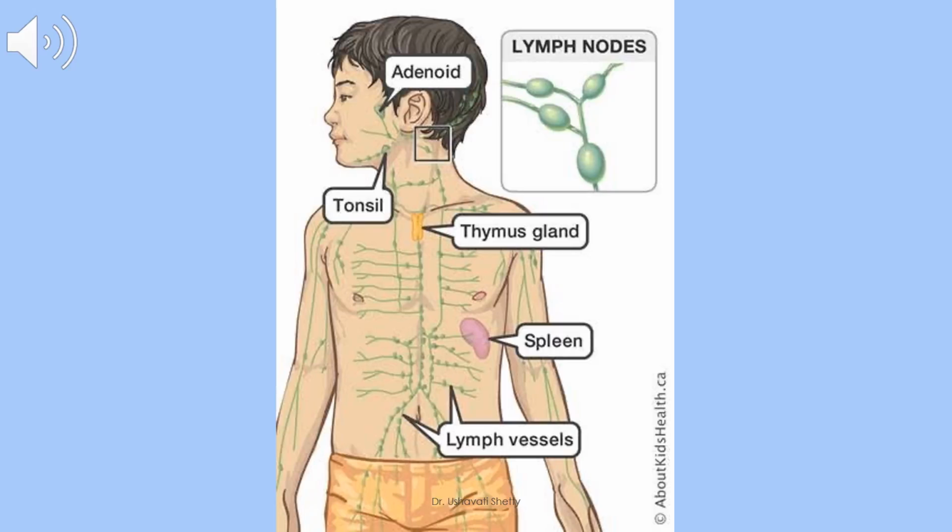Location: it is found in the lymph vessels. Function: it helps in the exchange of nutrients and gases between the blood and the tissues. It helps in the body's defense mechanism.